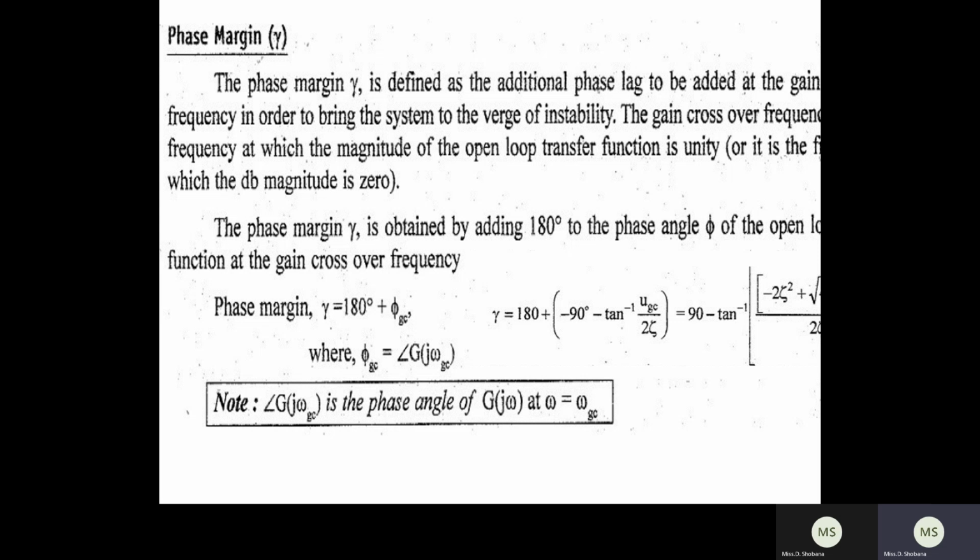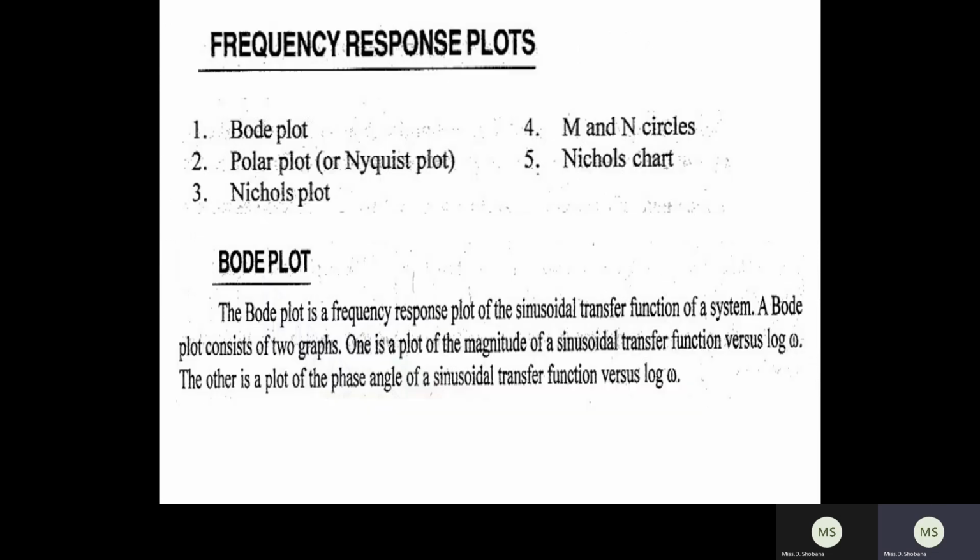And then the phase margin will be obtained using the formula gamma is equal to 180 plus phi gc, where phi gc is the phase angle at gain crossover frequency. So for the second order system, gamma is equal to 180 plus minus 90 minus tan inverse of omega gc divided by 2 delta. If you substitute the omega gc value, then we obtain 90 minus tan inverse of the quantity minus 2 delta square plus root of 4 delta power 4 plus 1, whole power 1 by 4, divided by 2 delta. So this will be your phase margin formula for the second order system.